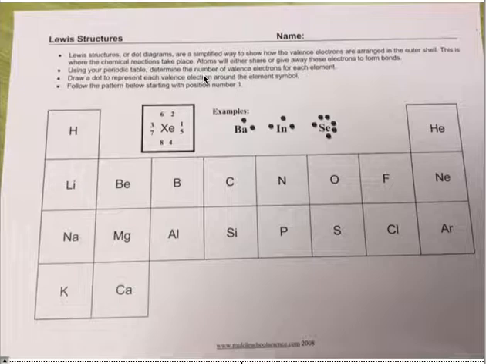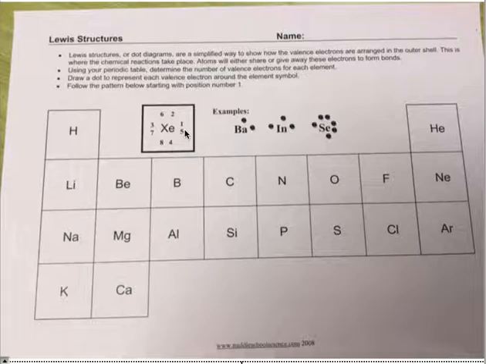So then once we know how many valence electrons we need, it says to draw a dot to represent each valence electron around the element symbol. So just like we did before, this diagram is showing you. You put one on the right. The second one goes on the top. The third one goes on the left. The fourth one goes on the bottom. And then if you have more, you go around a second time.